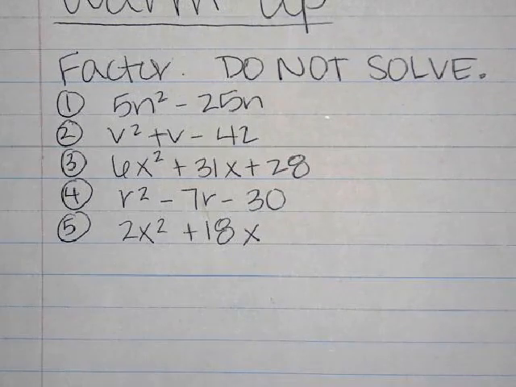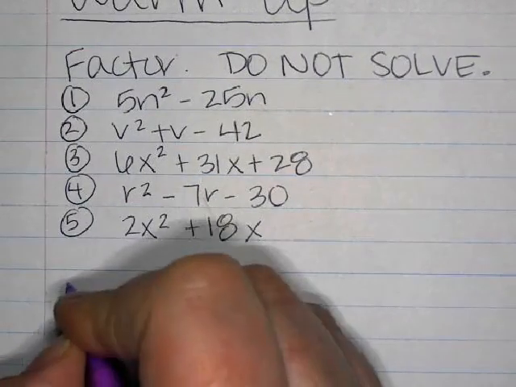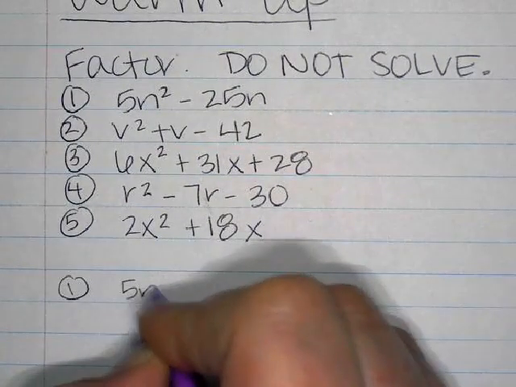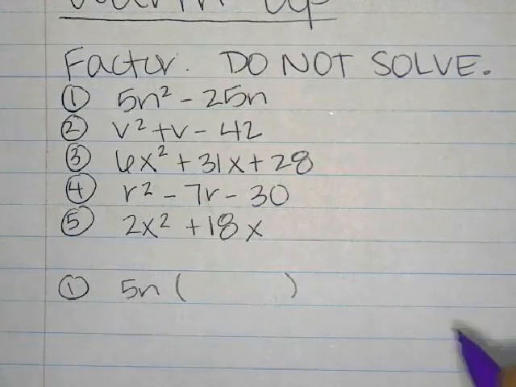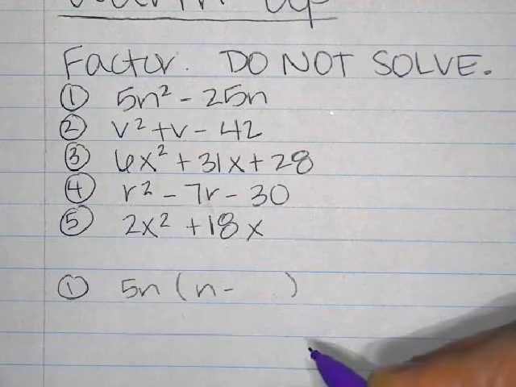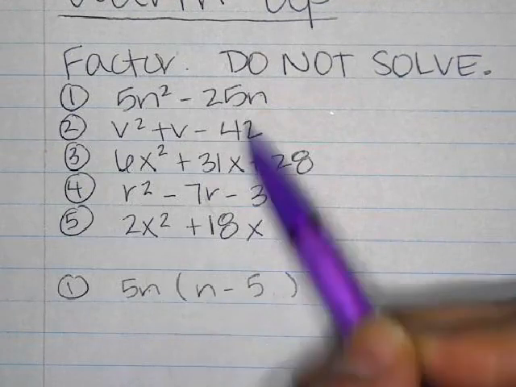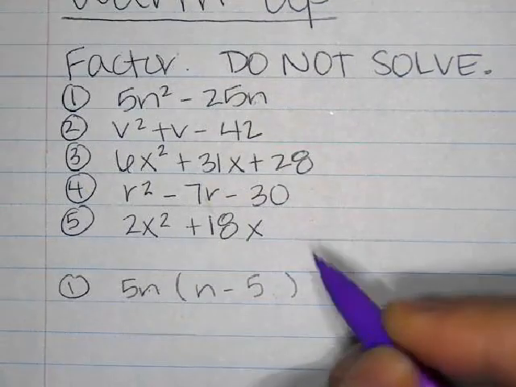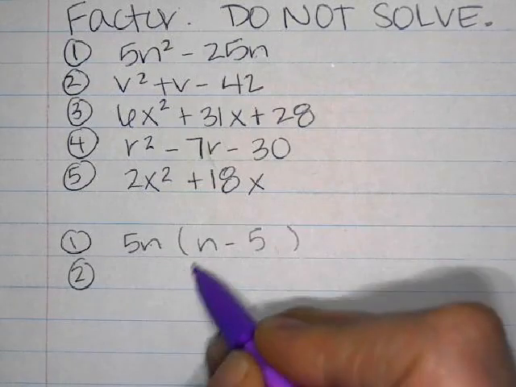Said that the first one was GCF, but what is the GCF? 5. What else? N. And then when you take out the 5n, what's left over? N minus just 5. Because you already took the n out, right?